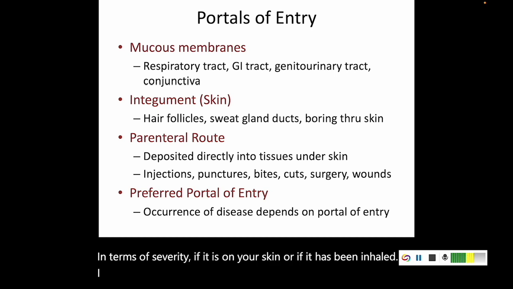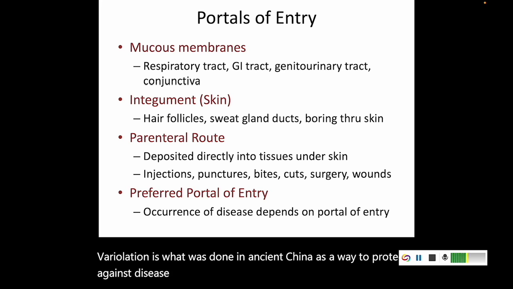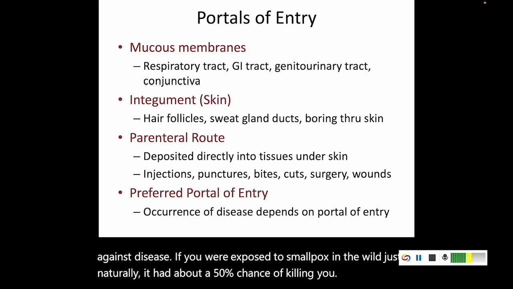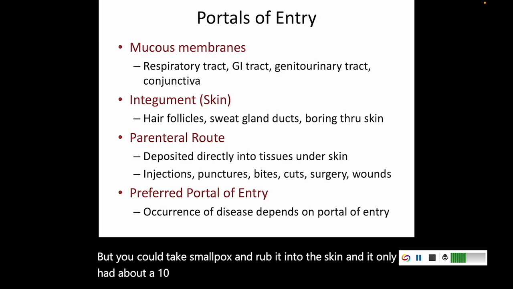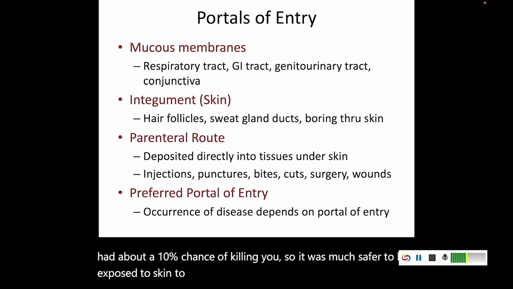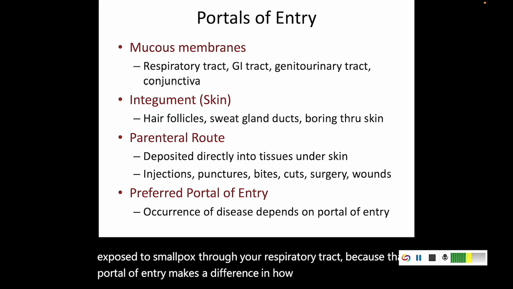I also think of variolation. Variolation is what was done in ancient China as a way to protect against disease. If you were exposed to smallpox in the wild, just naturally, it had about a 50% chance of killing you. But you could take smallpox and rub it into the skin, and it only had about a 10% chance of killing you. So it was much safer to be exposed to smallpox through the skin than it was to be exposed to smallpox through your respiratory tract, because that portal of entry makes a difference in how severe that infection is going to be.